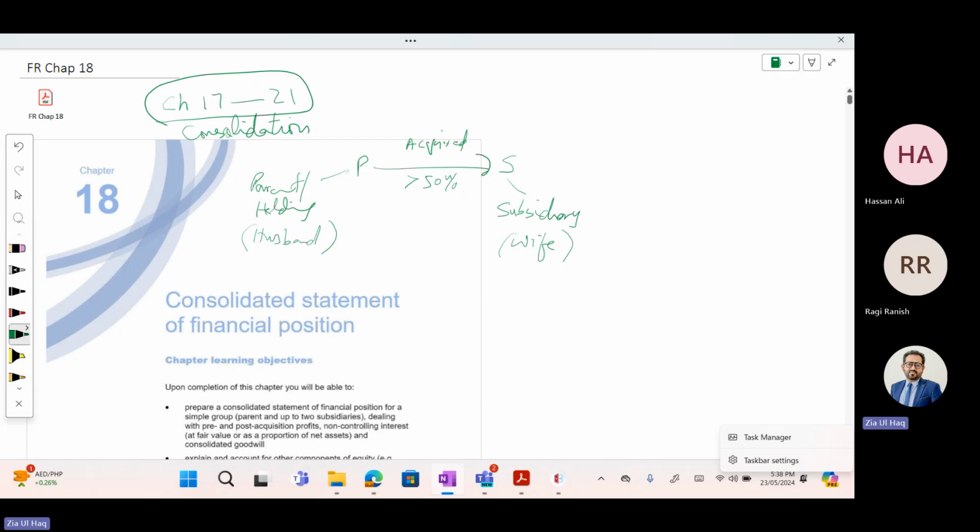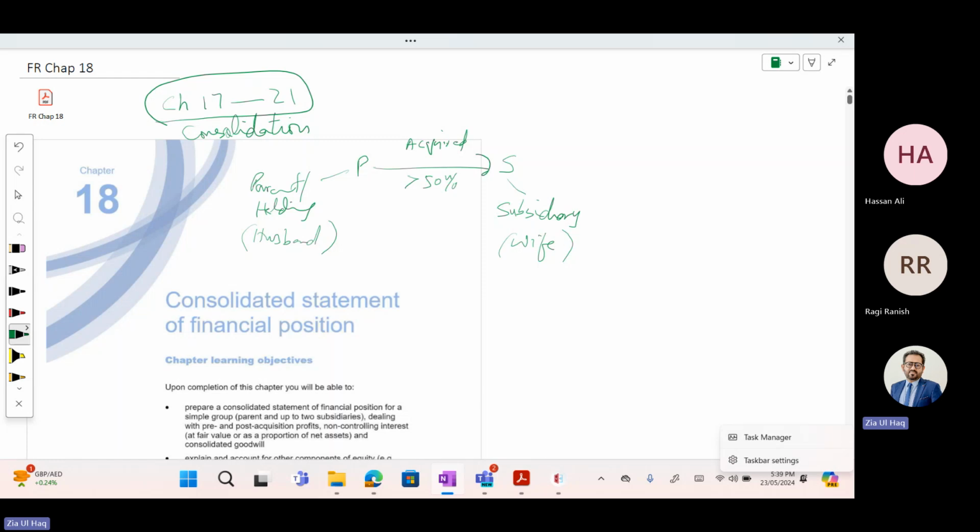If P acquired 45% of S, S is not a subsidiary. When will it become a subsidiary? When the parent company has control over another company. Control means holding must be more than 50%. Not only holding, being a more than 50% holding, they can also influence the decision making of that company.